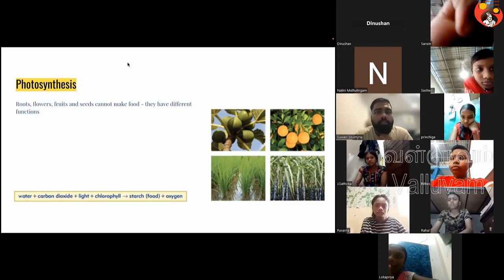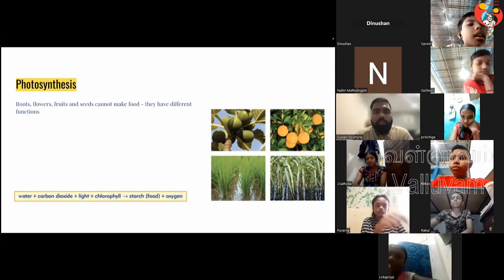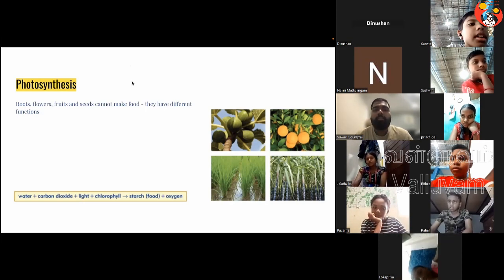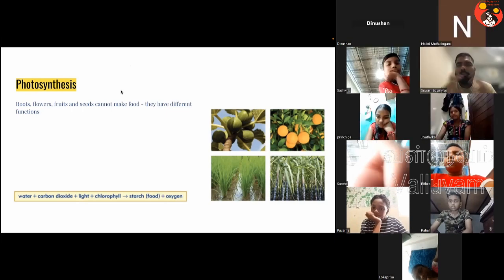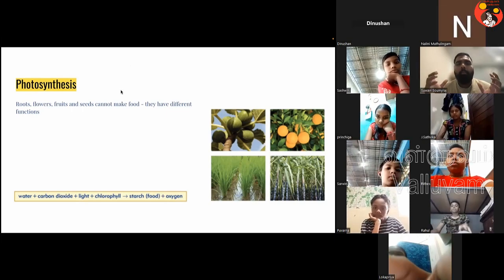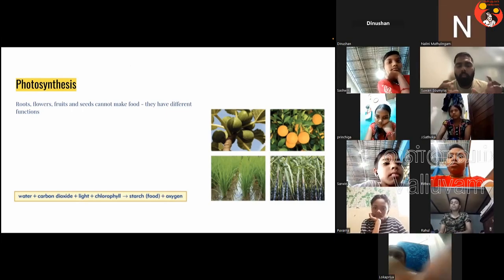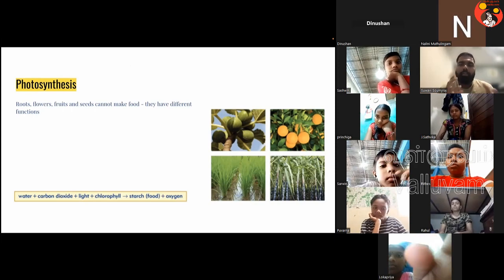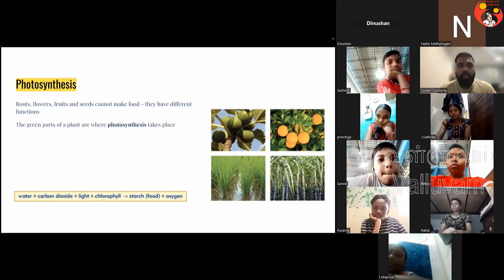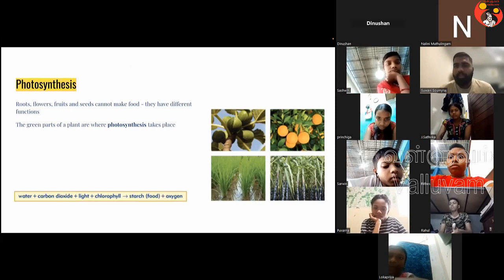Do you have a question? There's also stems and roots, sir. Absolutely. Those are parts of plants. Definitely. Exactly right. So there's all these different parts of a plant, but only very specific areas can create their food. And that's the green parts of the plant. So things like leaves. The roots, flowers, fruits, those have different functions in the plant. They don't create food.